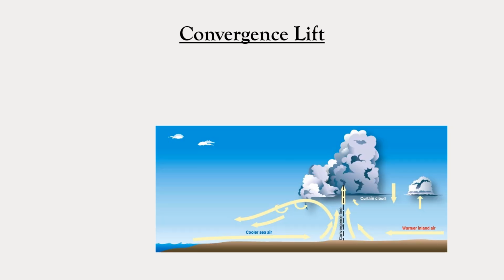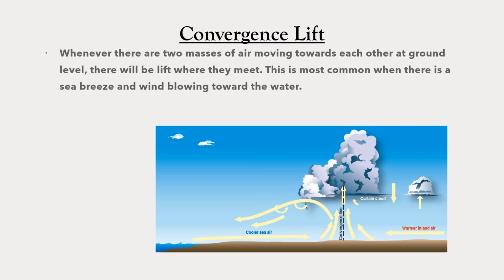A second type of lift other than thermals is convergence lift. This happens when there are two masses of air that are both moving toward each other at ground level. So when they run into each other, there's nowhere for the air to go except up. And of course, as a glider pilot, we love to find places where the air is moving up.